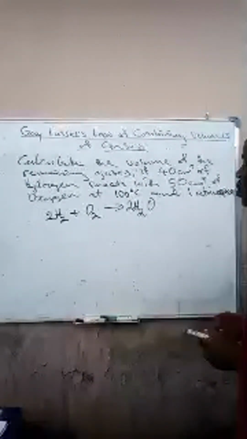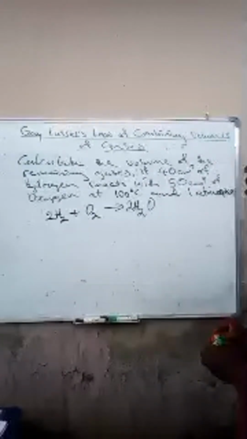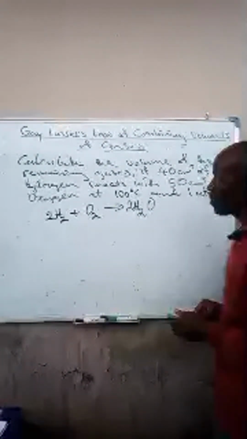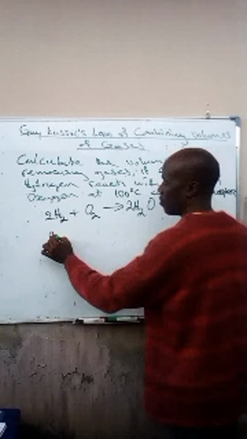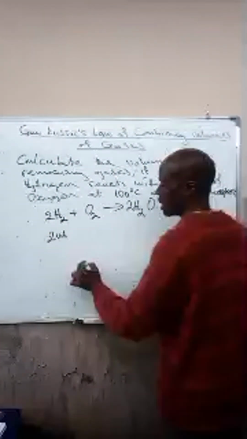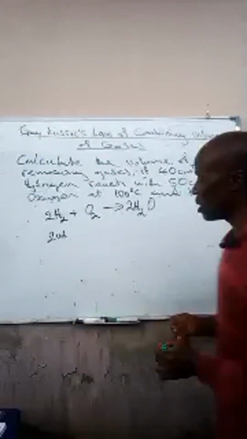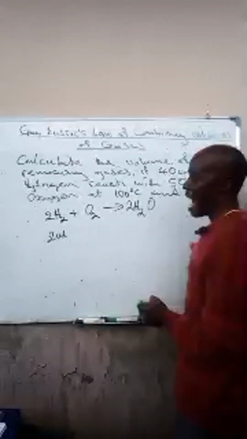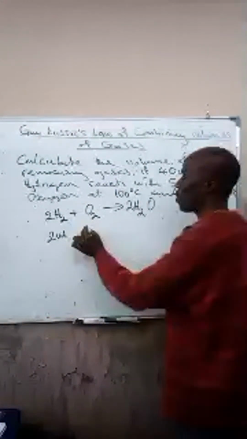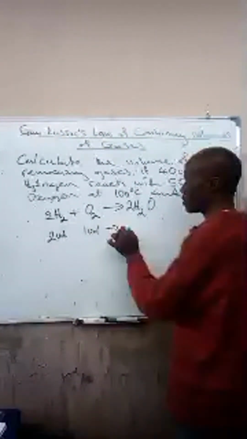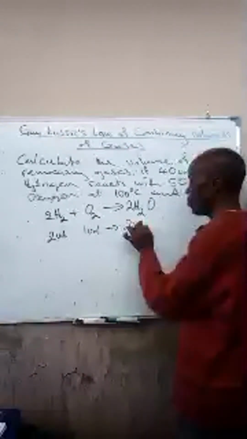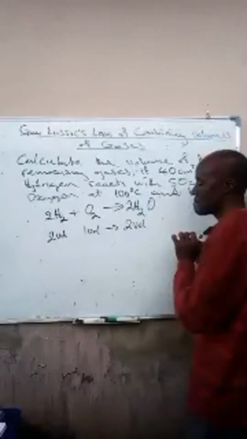Now, based on Gay Lussac's law of combining volumes, this ratio of the volume is telling us that 2 cm cube, or 2 volumes, of hydrogen will combine with 1 volume of oxygen to give us 2 volumes of water. That is what we have.